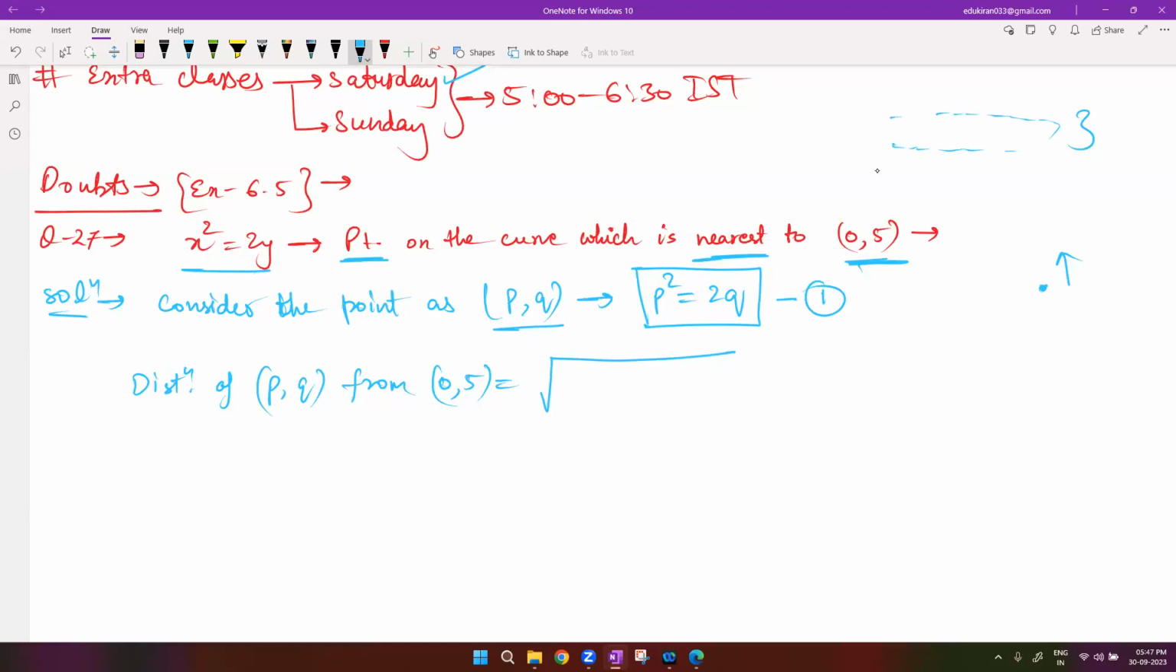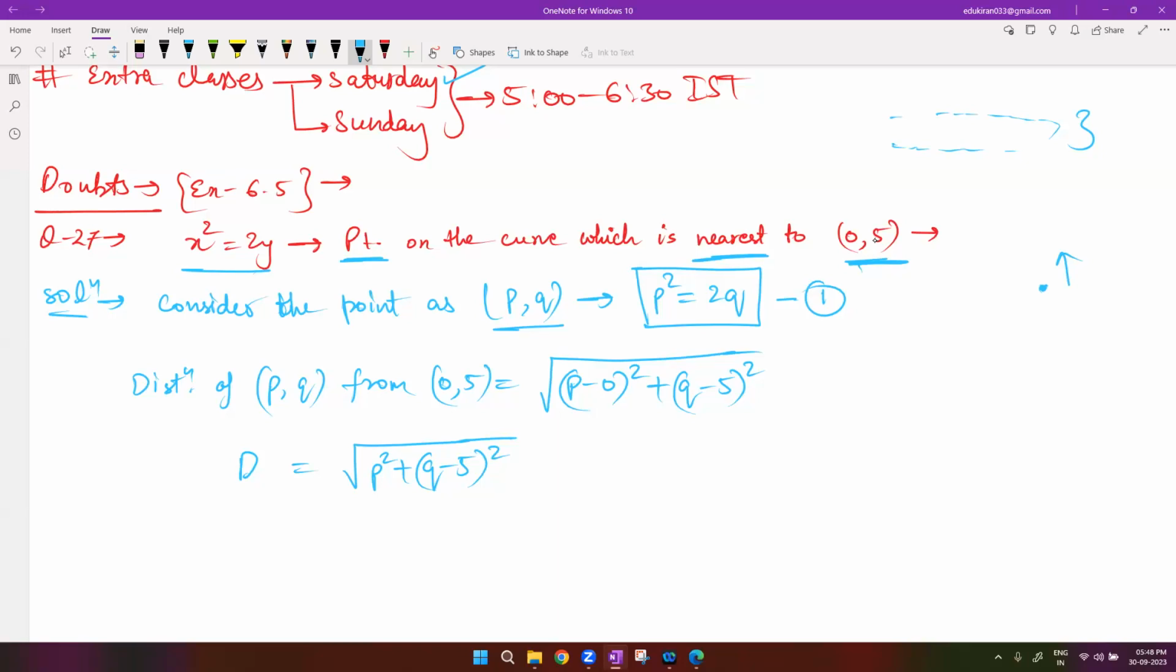Okay, so we can find out the distance of p comma q from 0, 5, which would be p minus 0 whole square plus q minus 5 whole square, right? And to the whole root. Let's say this distance is d, which would be root over p square plus q minus 5 whole square, right? So I can write this as a function of either p or q.